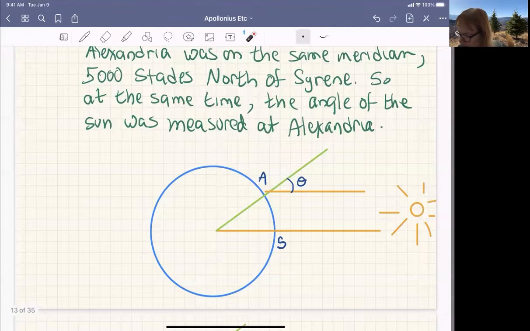Now, by the way, this angle in here, because of properties of parallel lines, if you take parallel lines and then you cut them with a straight line, then corresponding angles are congruent. So that angle is also the same. That'll be relevant.